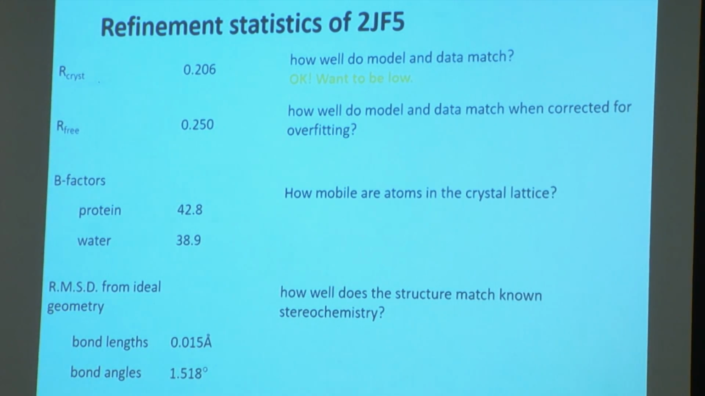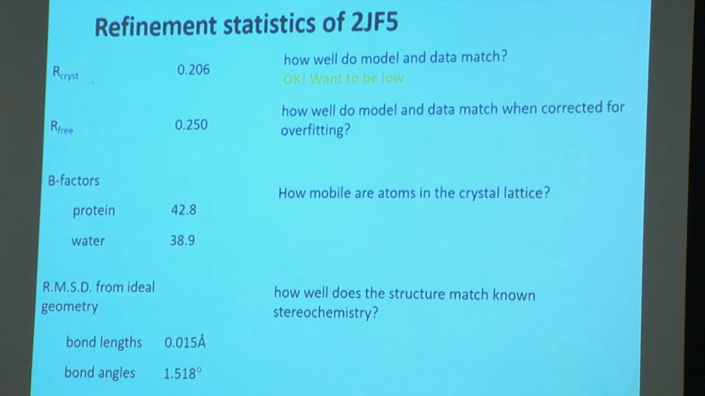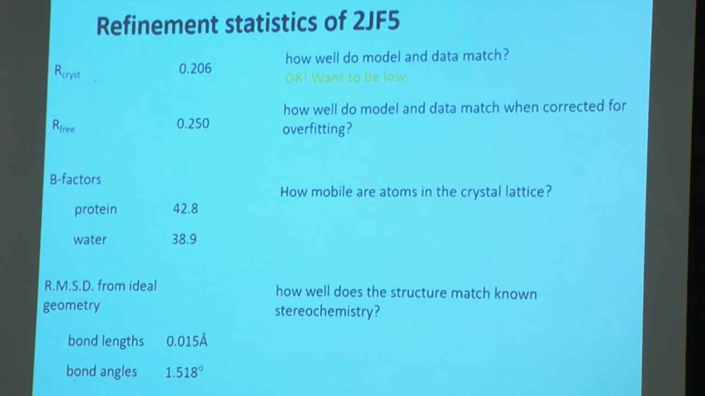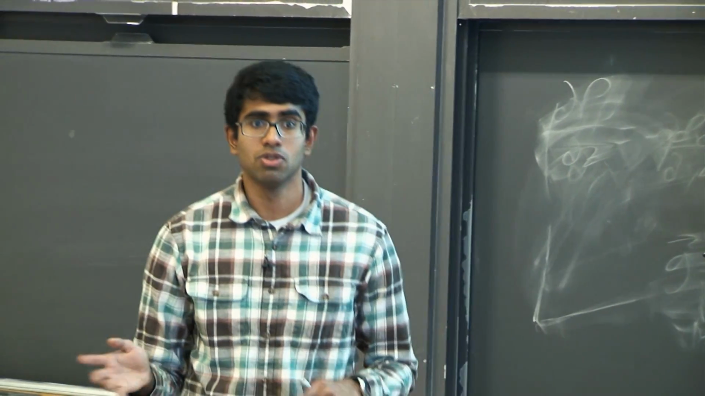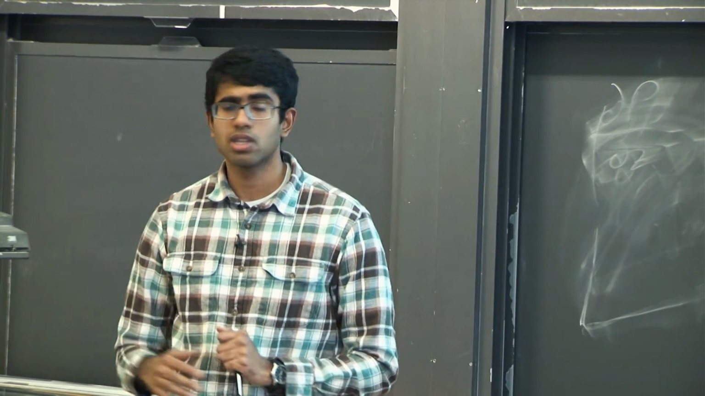R-free tells you how well your model and data match when corrected for overfitting. So the idea behind this is that when you collect your data set, you put aside about 5% of the reflections that you observe in that data set to prevent overfitting. And then when you've created your model, you go back and see how well those 5% of data points fit the model that you've come up with. And if they fit well, that means you've accurately predicted your crystal structure using the data that you have. But if they don't fit well, that means you've just fit whatever data points you have to some model, right? You use a bunch of data points and you fit them to some model, but that's not actually accurate to the protein structure that you determine.